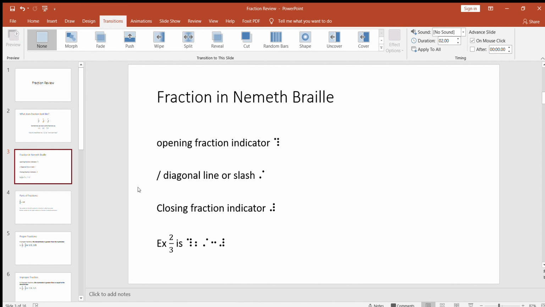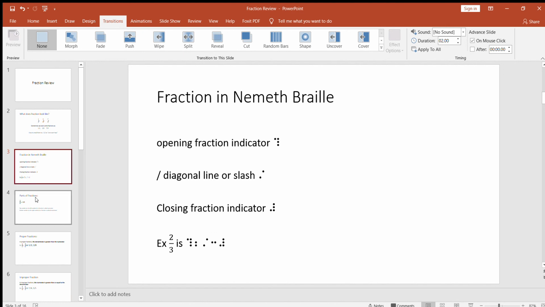So how do we write a fraction in Nemeth? Well, let's say we have 2 over 3. How we're going to type that in Braille is we're going to first put the opening fraction indicator, then the top number, then the diagonal line or slash, then the bottom number, and finally, the closing fraction indicator. That's how you write a fraction in Nemeth Braille.